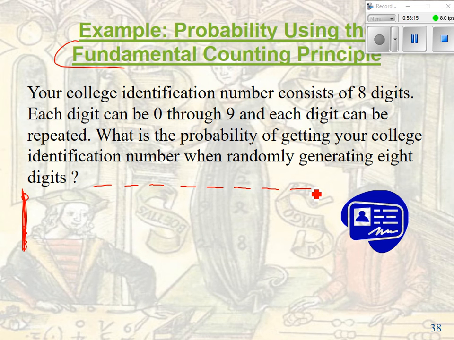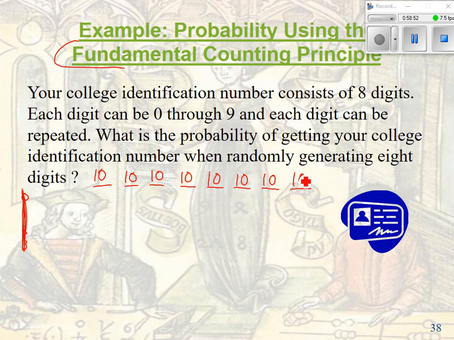How many different numbers can I get for this first number? 0, 1, 2, 3, 4, 5, 6, 7, 8, 9. Be careful when you do that, all right? Because a lot of people think 9, and there's actually 10. How many different numbers could you get when you pick the second number? 10, because it says it can be repeated, right? If it says you can't repeat any of the numbers, then that would be 9. How many for the third number? 10, fourth number, fifth.